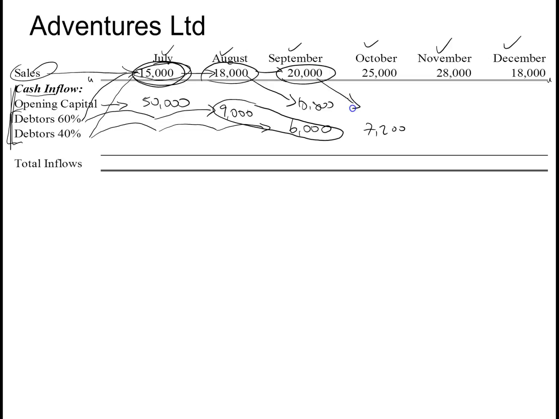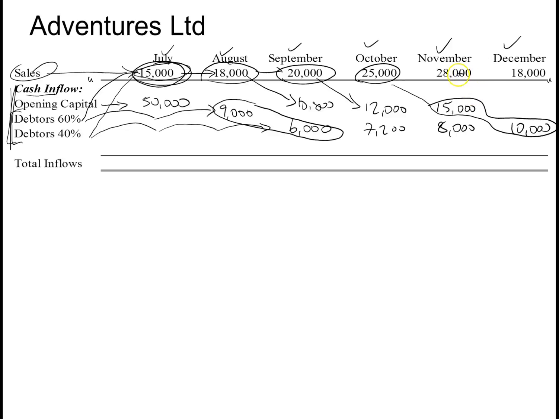September, 60% will come in October. That's 12,000. And the balance of 8,000 will come in November. October sales, 25,000. 60% of that is 15,000, which comes in November. And the balance, 10,000, comes in December. So those two figures there represent the cash inflow from October sales.